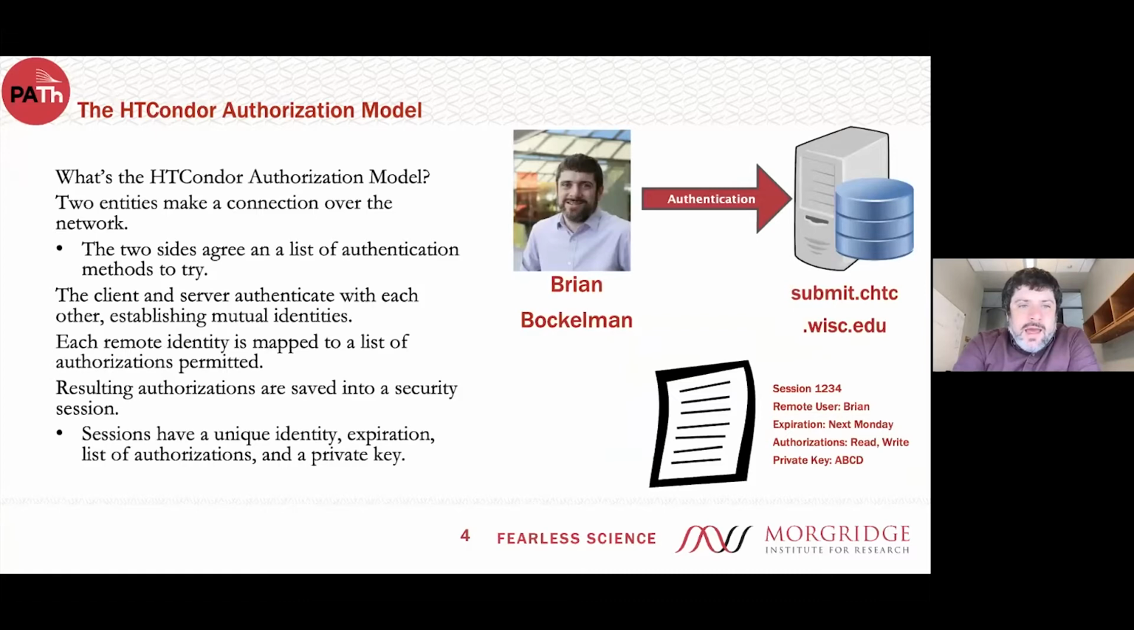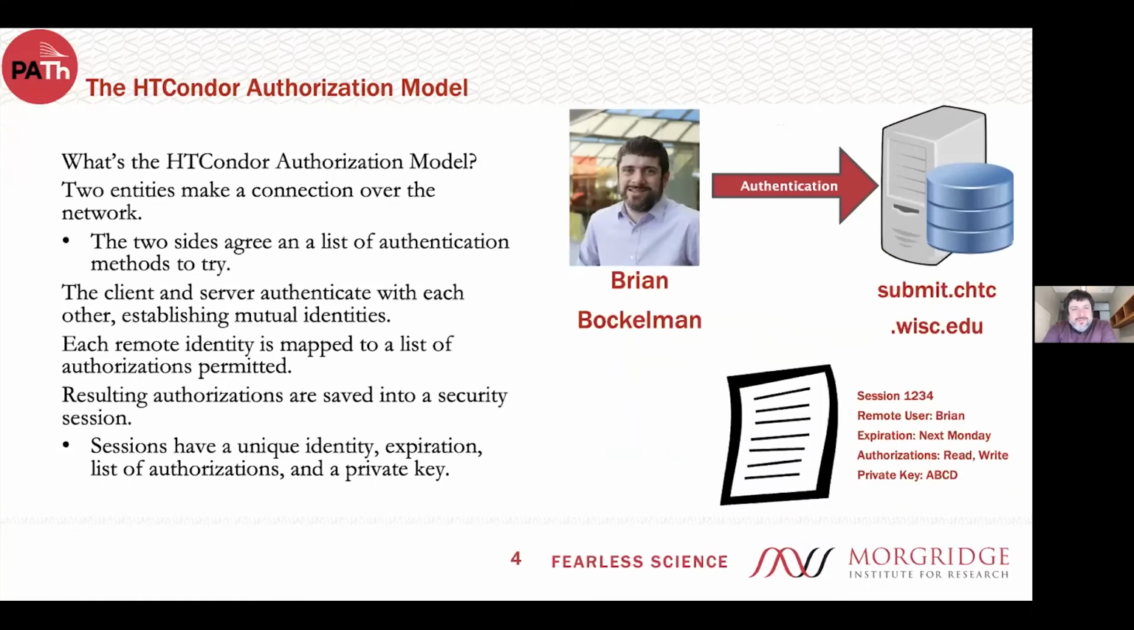So each side is going to use that identity and do a lookup into the list of authorizations. And the input is the configuration files. So maybe it says, I allow Brian to write into the Condor schedd. And maybe Brian decides that he allows himself to talk to a particular server. So again, that authorization occurs on both sides.